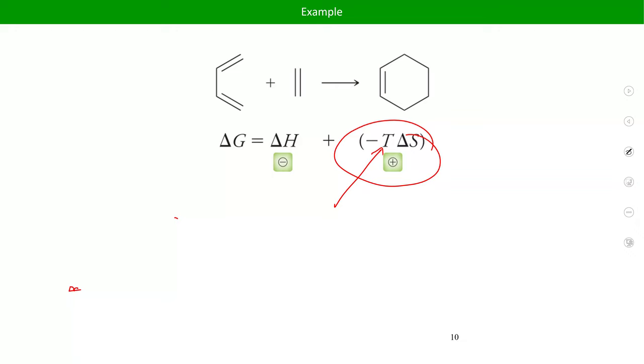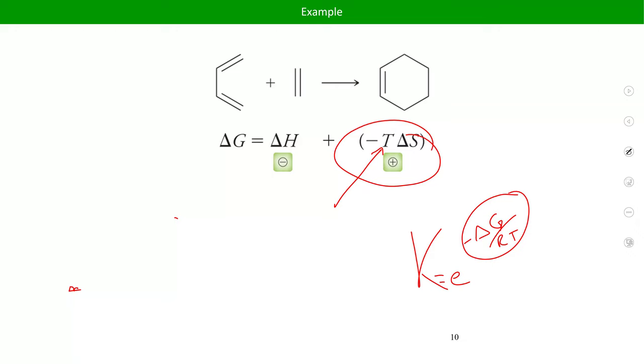Because remember, K is equal to e to the minus delta G over RT. So R and T are both always positive. If delta G is negative, the reaction is spontaneous, right? Which would make this whole term positive, and you get e to a positive number. E to a positive number means you get a K that's greater than one, right?